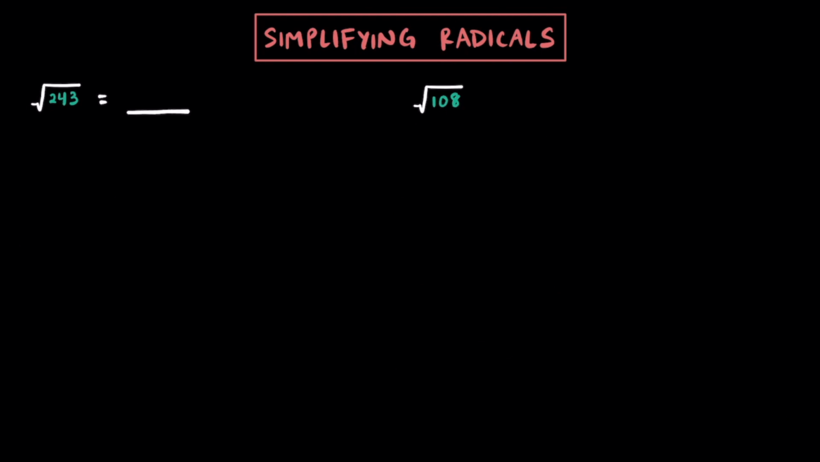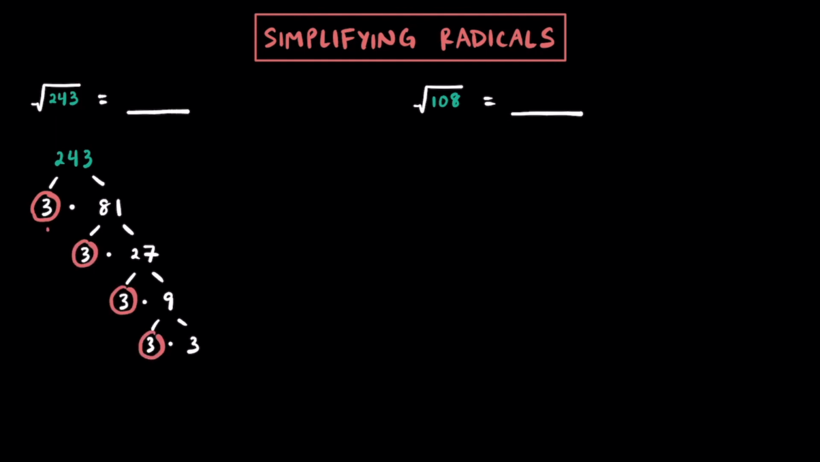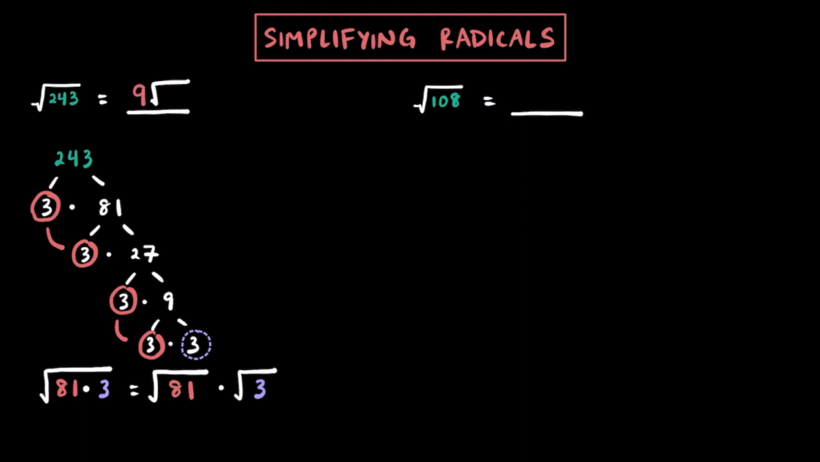For the square root of 243, we can break down 243 into 3 times 3 times 3 times 3 times 3, or 3 to the 5th power, and 4 of these 3's are going to pair together, and we're going to get 81 times 3, and the square root of 81 is 9, just like earlier, and we can write 9 root 3.